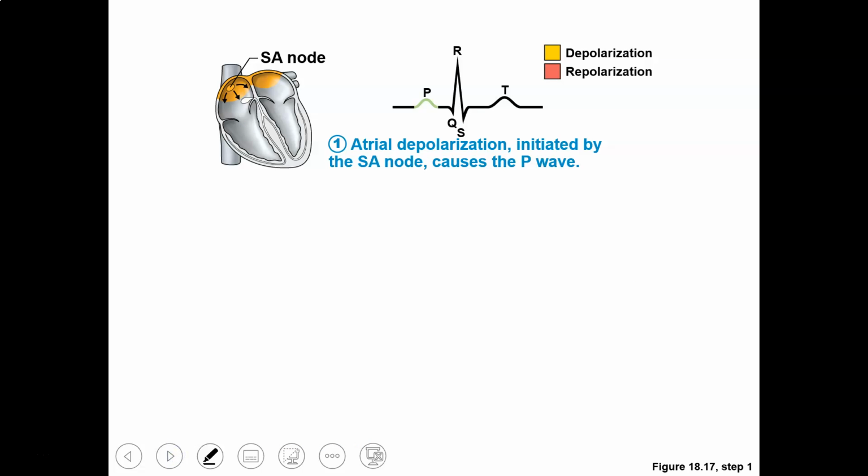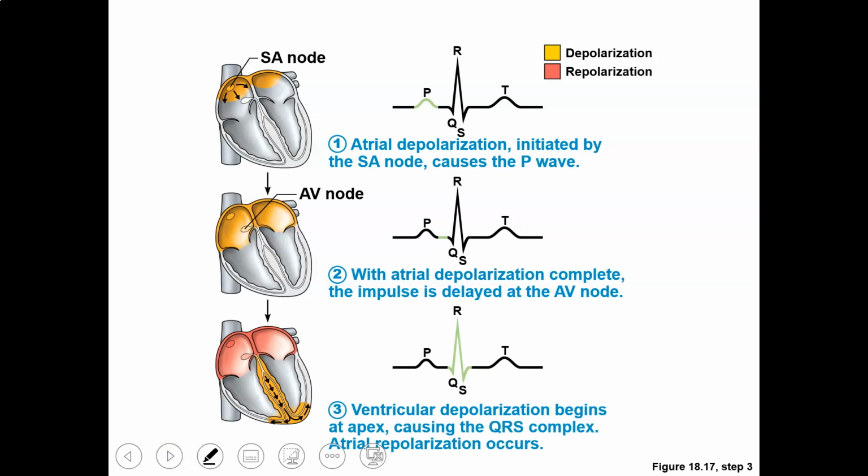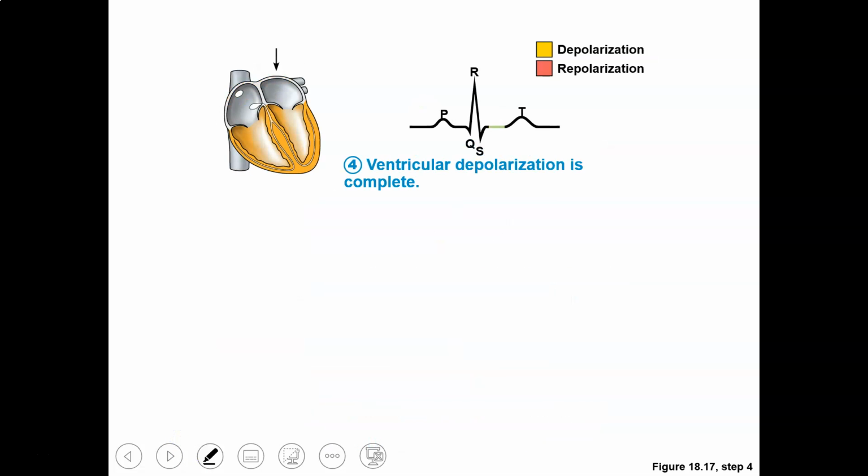So look, atrial depolarization causes the P wave. There's that little flat line right there. The delay, ventricular depolarization, ventricular repolarization.